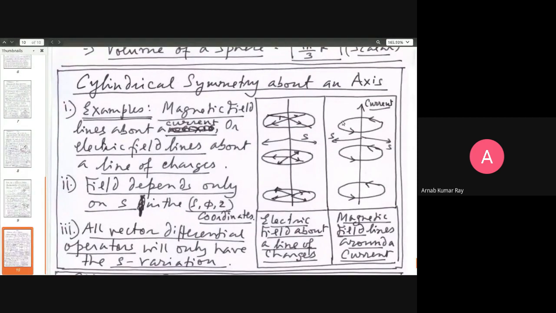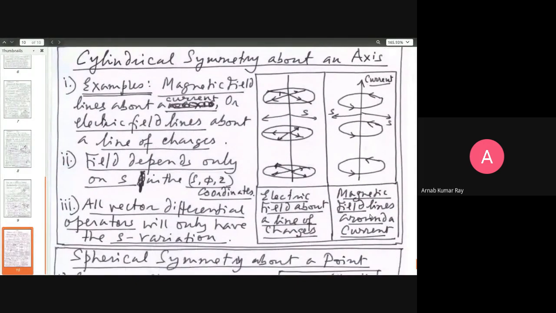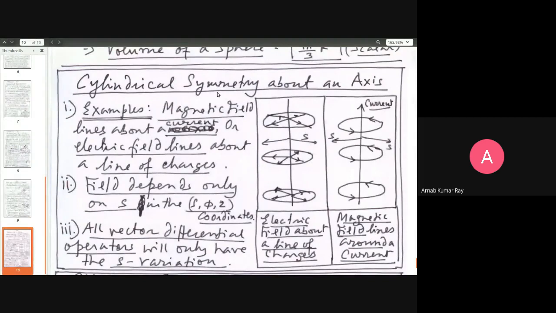In this case, there is also a circular symmetry. You can be anywhere on this circle and you will still feel the same magnetic field. So, magnetic field lines around a current, electric field about a line of charges. When you have this kind of a physical system, it will be best for you to work with the cylindrical set of coordinates.